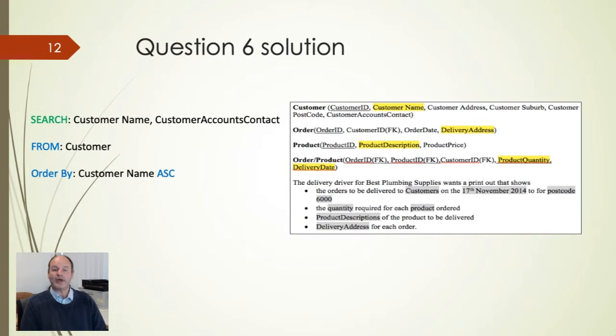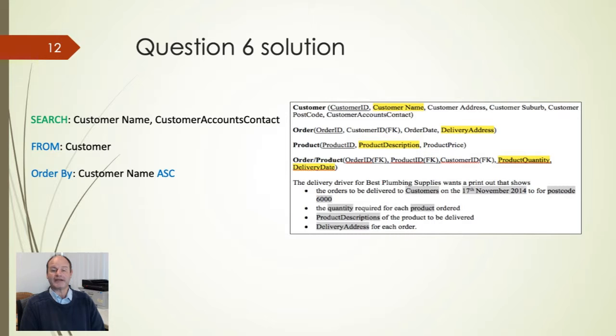We would write the SQL to include both the customer name and customer accounts contact. We need the customer name in order to put this field in alphabetical order. So we would have SELECT customer name, comma, customer accounts contact, FROM customer, ORDER BY customer name ASC. The ASC is optional as the question did not ask for the names to be put in any particular order.